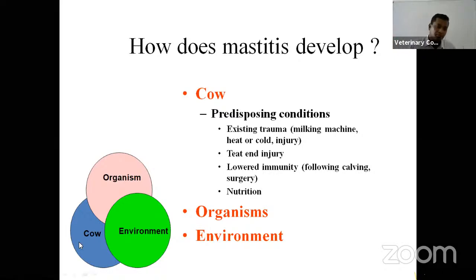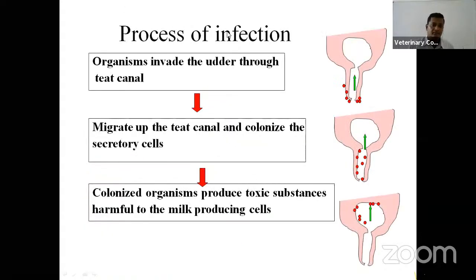The warts, the tumors, and the other factors, the environmental factors, for example, the barn is not clean, the farmer has not maintained hygienic conditions within the farm, or the floor is uneven and very hard. These environmental factors also influence the occurrence of mastitis. So we can say that mastitis is a result of the cow factors, the organism factors, and the environmental factors.